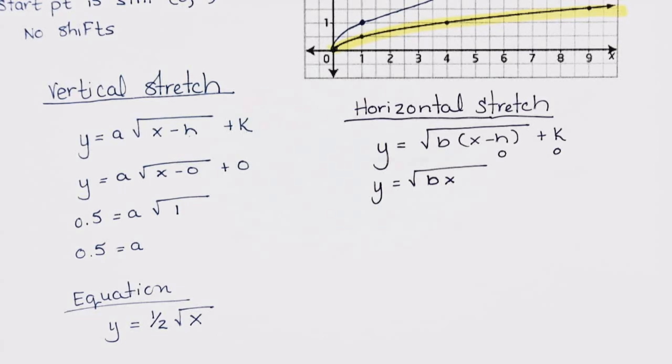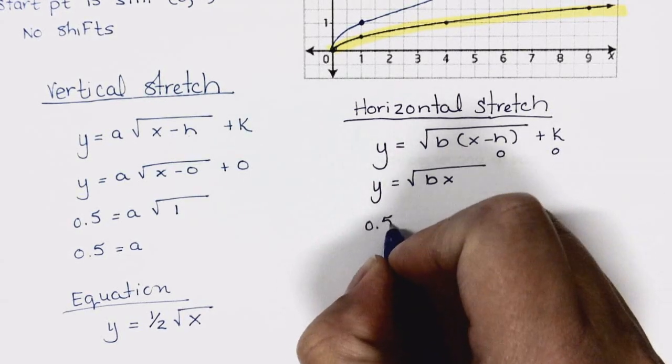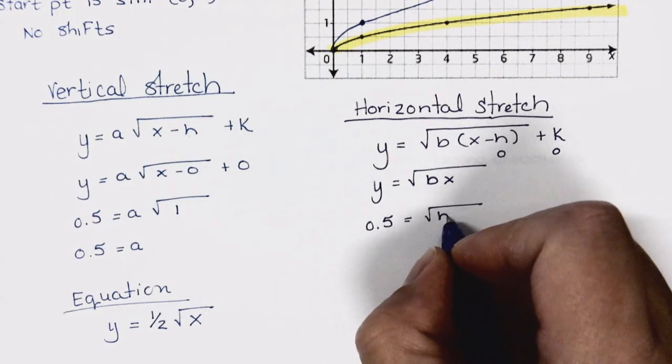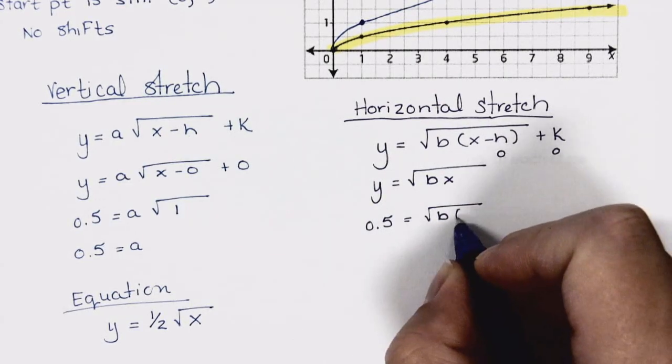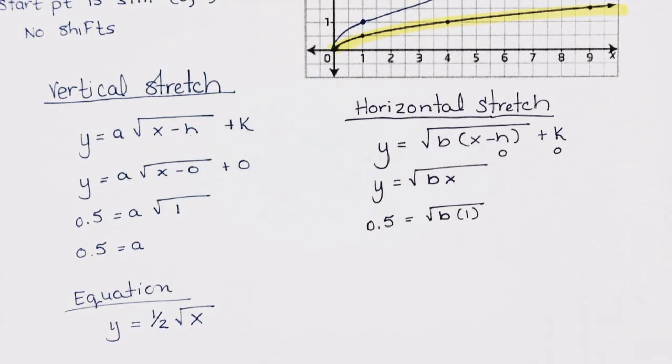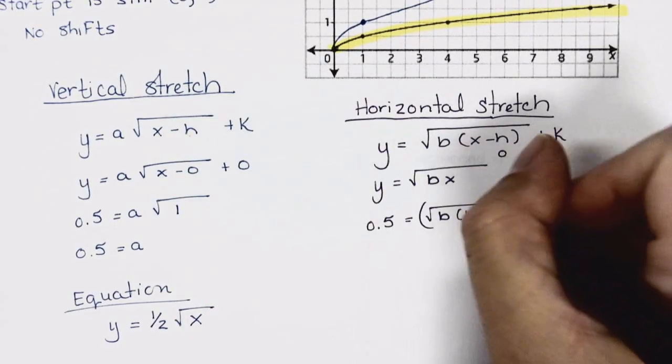All right, so we're going to use a point. So we're going to have 0.5, B, and x was 1. Okay, so this one's a little more difficult. Is this root b equals 0.5, and then we have to square root b. Square both sides.